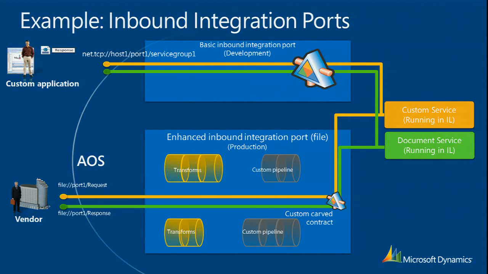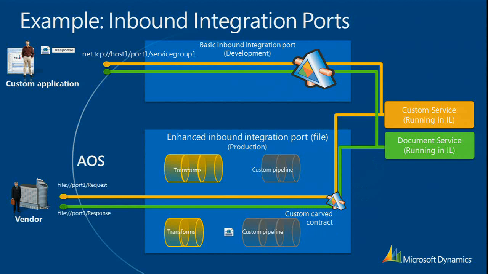What you would do is expose the same two services through an enhanced integration port. And now you can configure transforms and custom pipelines. So now you can, for example, send a CSV file through a transform, and the transform would translate that into an XML file. We could not do that before in AX 2009. Then we can have custom contracts. This is what we essentially call the data policies that we had before. It's very similar. You can enable and disable certain fields in your data contracts. For example, in a sales order, if you don't want to publish everything that's in the sales order, you can disable certain fields. And then the XML document gets forwarded to the document service in this case.